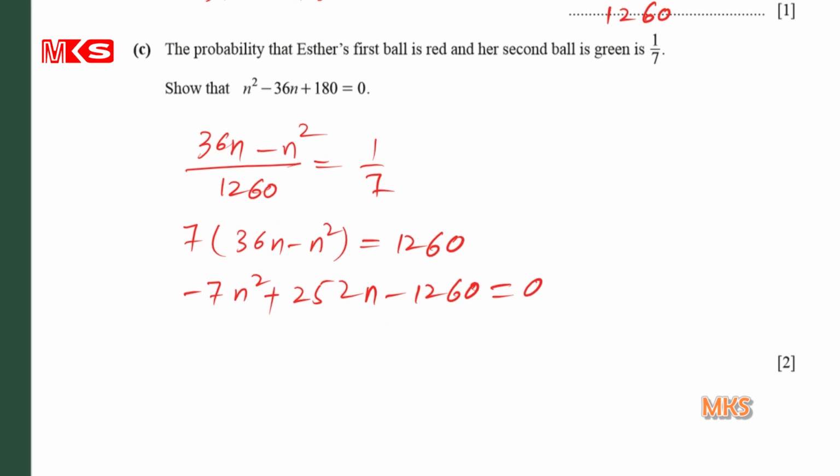So if we divide this by minus 7, as we are dividing the whole equation by minus 7, that will become n square, with a negative sign, and 252 divided by 7 is 36, minus 36n, and then 1260 divided by 7 gives us 180. Minus minus plus, plus 180 is equal to 0. Hence shown.